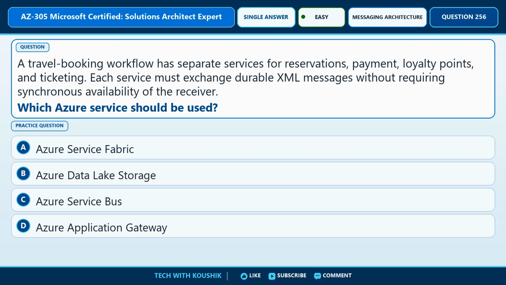Focus on the distinction between these options. Option A, Azure Service Fabric. Option B, Azure Data Lake Storage. Option C, Azure Service Bus. Option D, Azure Application Gateway.